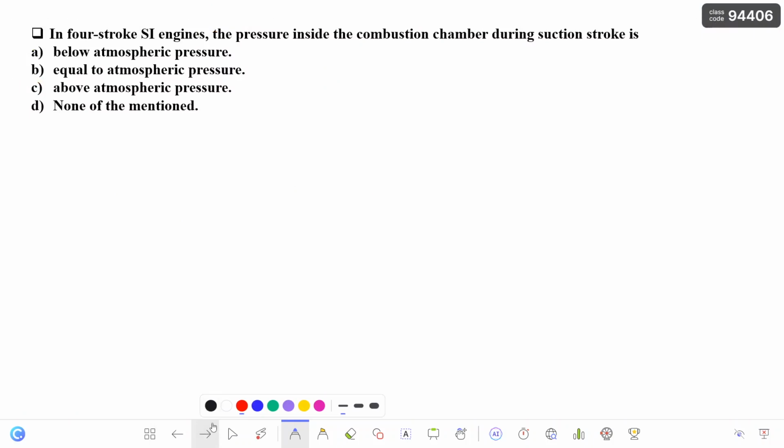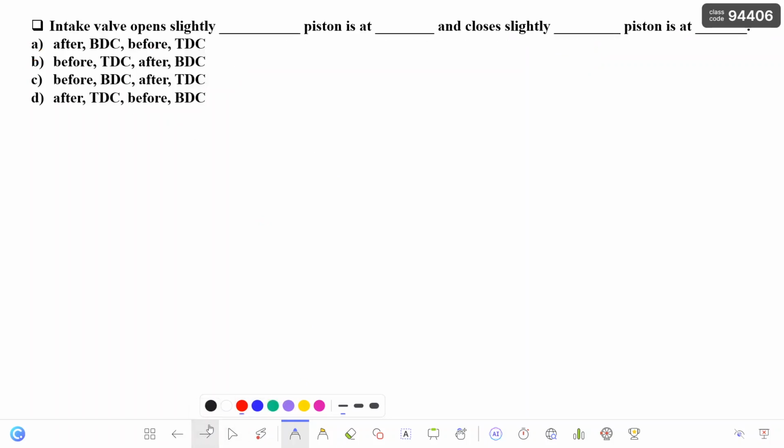In a 4 stroke SI engine, the pressure inside the combustion chamber during the suction stroke is: below the atmospheric pressure, equal to atmospheric pressure, above the atmospheric pressure, or none of the mentioned. First read the question carefully, where it is asking the pressure inside the combustion chamber during the suction stroke. Sir, below the atmospheric pressure. Correct, option A. It is below the atmospheric pressure because we want the air to be sucked inside the chamber. So we'll be moving to the next question.